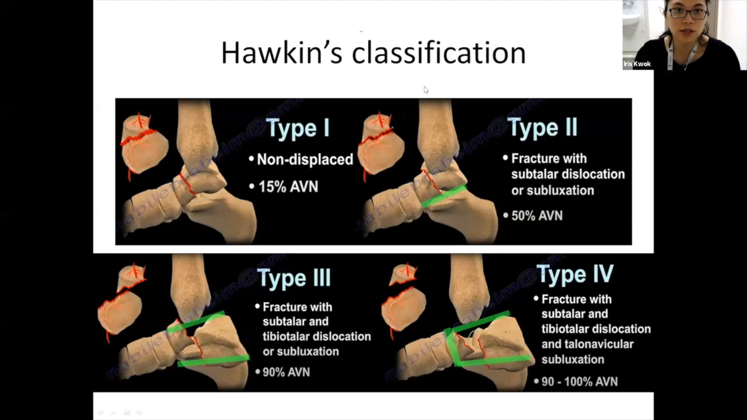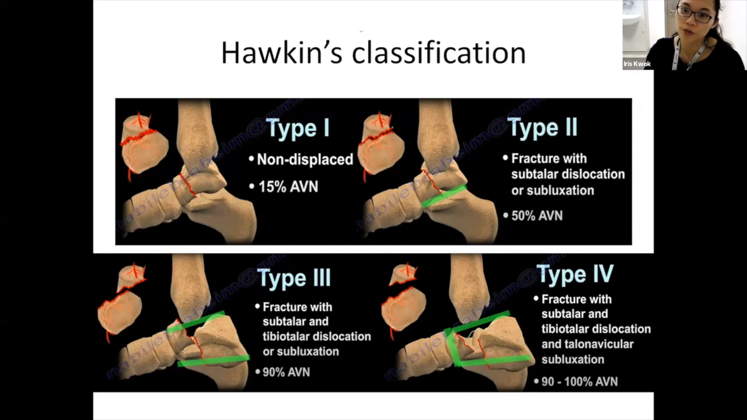fracture. So this is the Hawkins classification, which is for talar neck fractures specifically. Your type 1 is the completely non-displaced fracture. You just get a break in the talar neck and that's it. Type 2 is where you have a fracture in the talar neck, but you also have a dislocation of the subtalar joint. I've highlighted that bit in green just to really show you. Type 3 is where you have a fracture, but you also have a dislocation of the subtalar joint together with the main ankle joint, the tibio-talar joint. So those two green bits that I've highlighted.